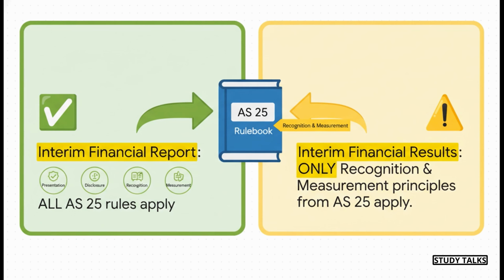Now pay attention to this, because this is a very subtle point that ICAI loves to test. There's a difference between a formal interim financial report under AS25 and the quarterly interim financial results that listed companies often publish. For a full-blown report, every single rule of AS25 applies. But for just the results, only the recognition and measurement principles apply. The detailed presentation and disclosure rules don't. Knowing this difference can save you in an exam.